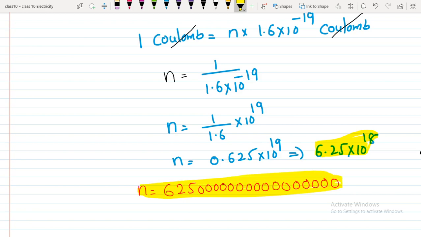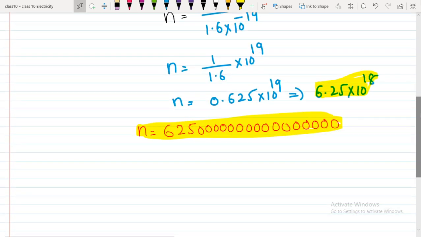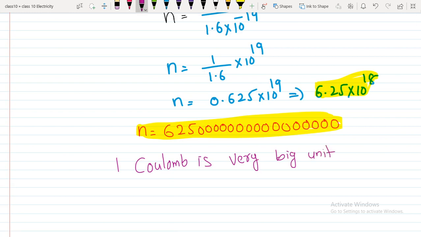See how big a number it is. In 1 coulomb of charge, this many electrons are contained. So that's why 1 coulomb is a very big unit. This is the reason we represent charge in terms of smaller units.